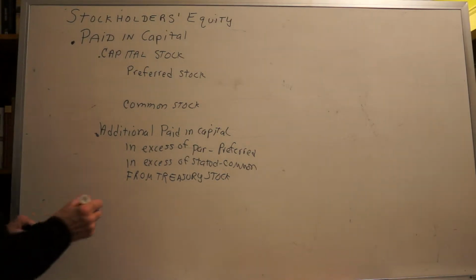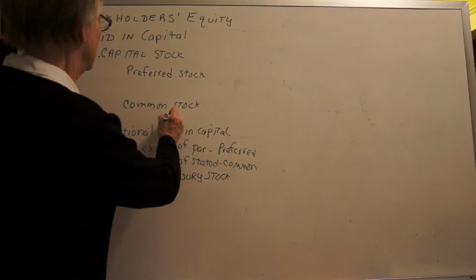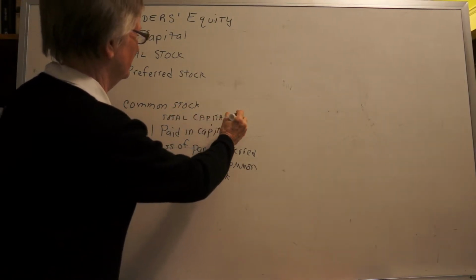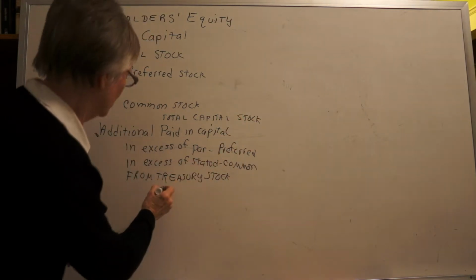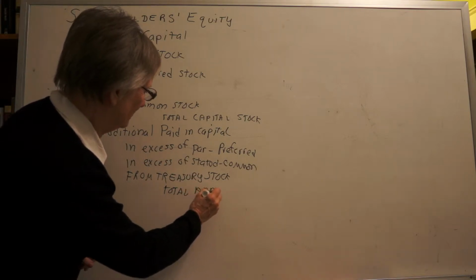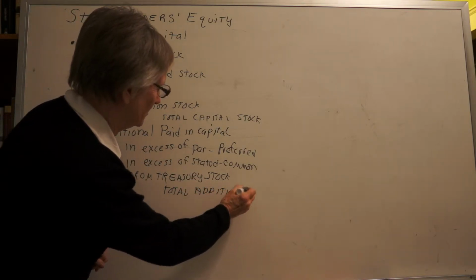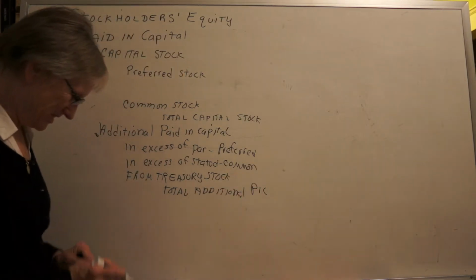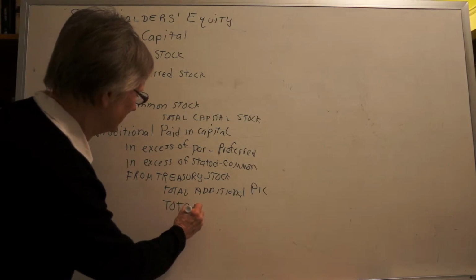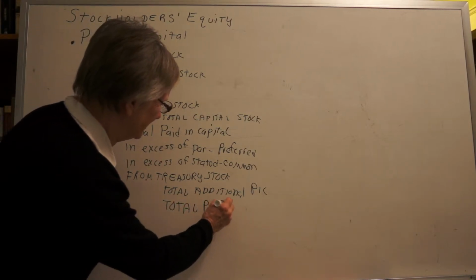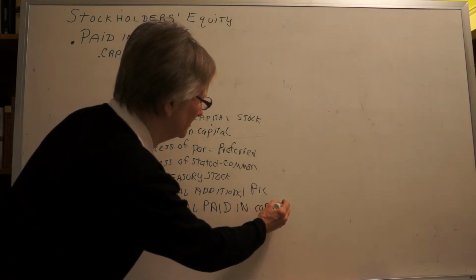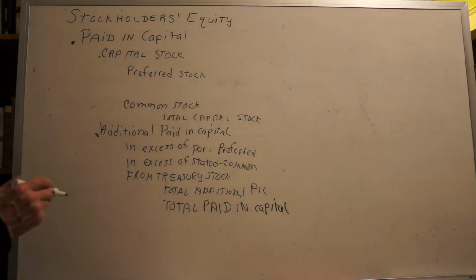Then you're going to be totaling your capital stock, and you're going to be totaling your additional paid-in capital, and then you're going to have a total of all of your paid-in capital. That would be the total of your capital stock plus your additional paid-in capital.